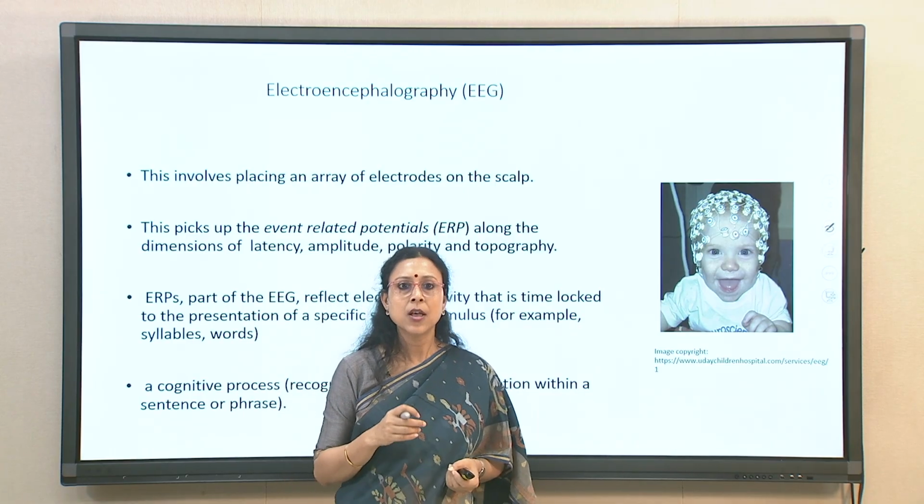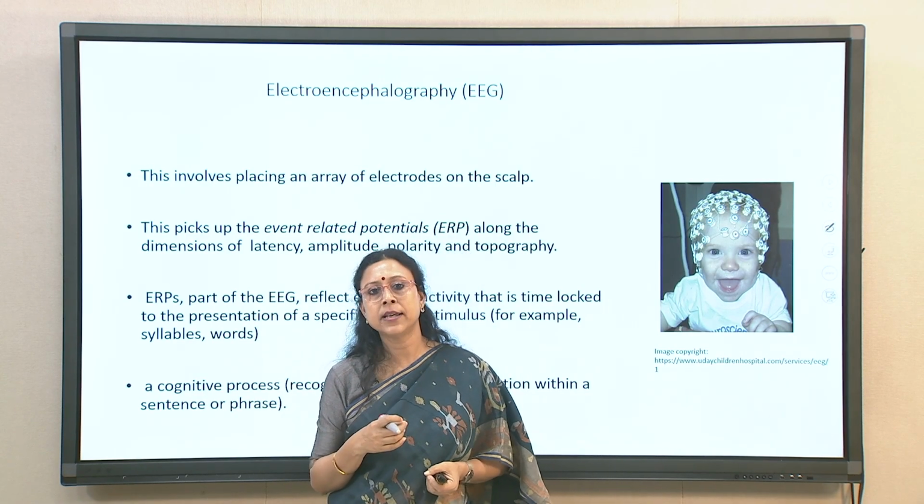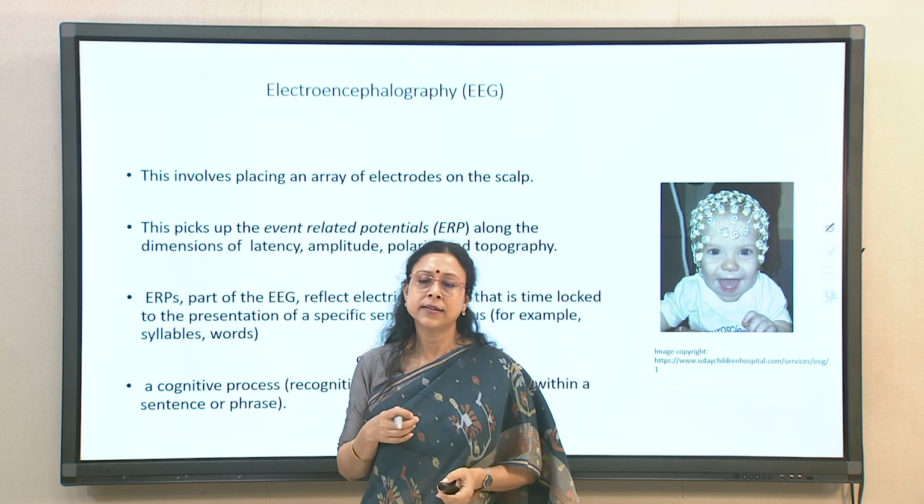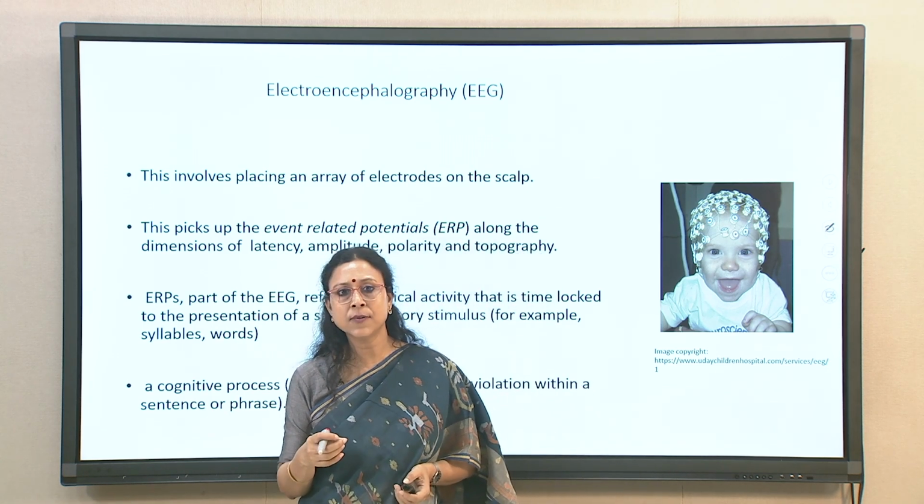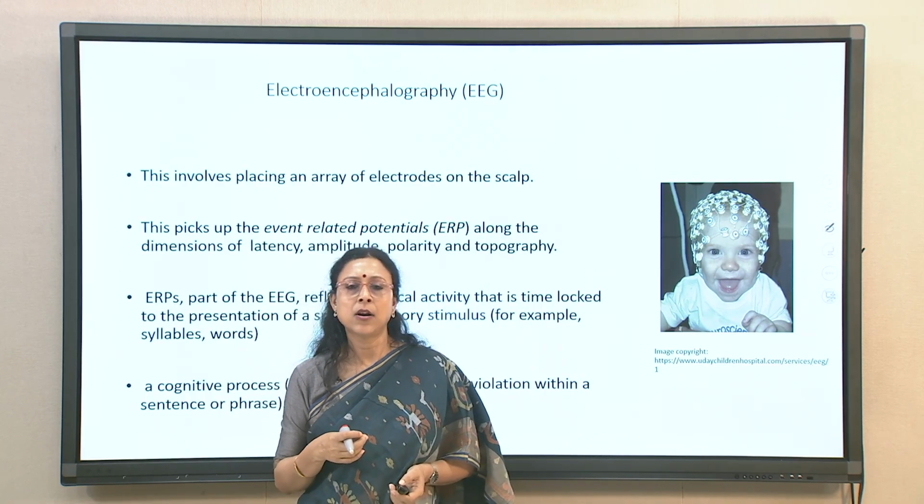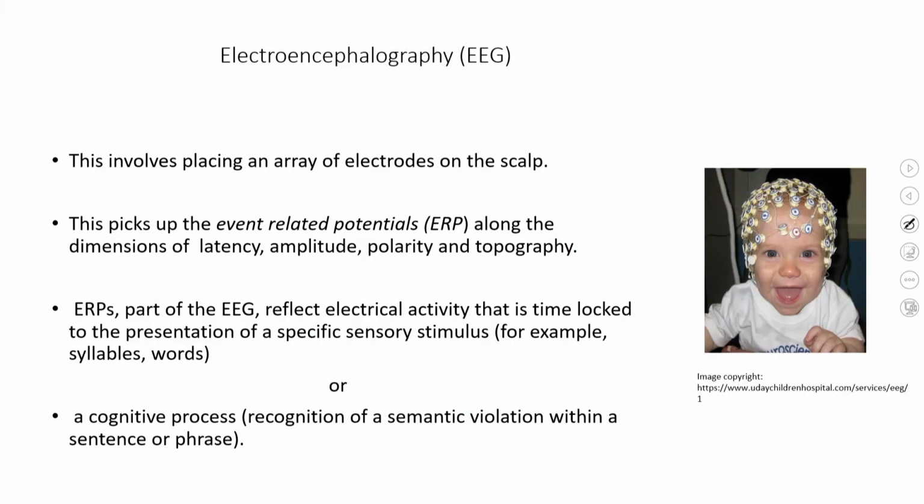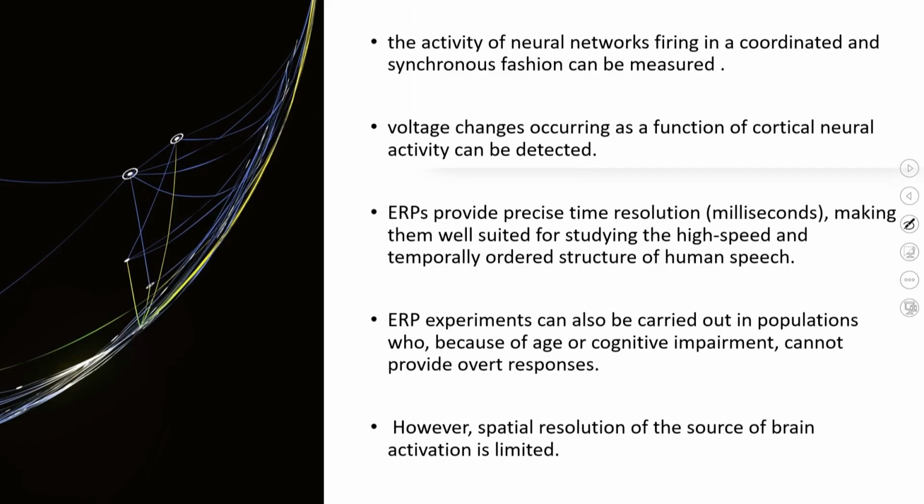correlate with the functions. So, ERP, which is part of the EEG, reflects electrical activity that is time locked to the presentation of a specific sensory stimulus, for example syllables, words, or a cognitive process. Time locked means exactly the time when the stimulus was presented; at that time the kind of signal that the brain is giving out is what our data is. That is the ERP we are talking about. The activity of neural networks firing in a coordinated and synchronous fashion can be measured through this machine.